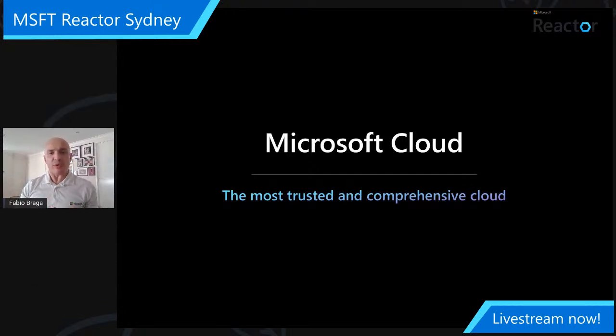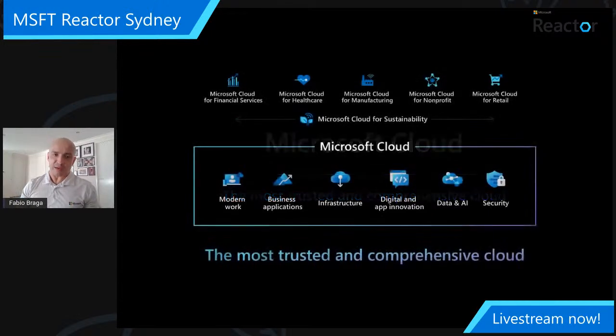So we started by talking about what the Microsoft Cloud is. What do we mean by Microsoft Cloud? We're talking about a comprehensive set of capabilities around modern workplace, business applications, infrastructure, digital and app innovation, data and AI, and security, which we use to build complete solutions for businesses out there. That's the entire capability of the Microsoft Cloud.